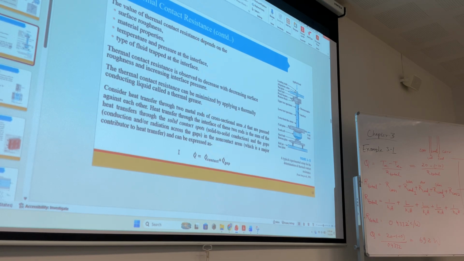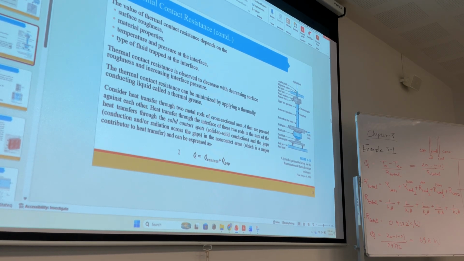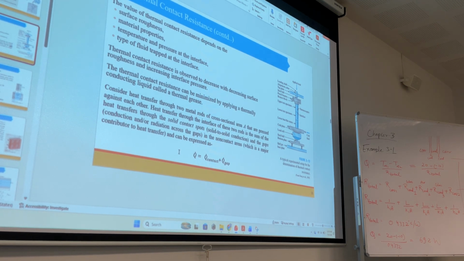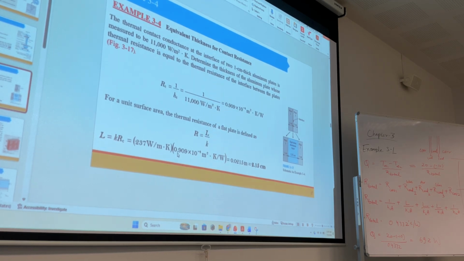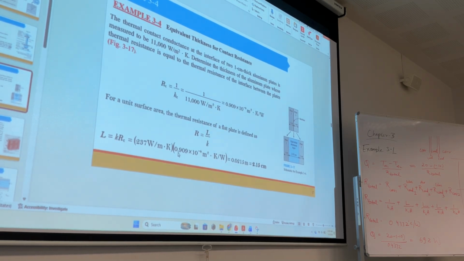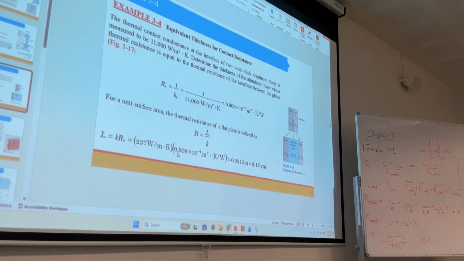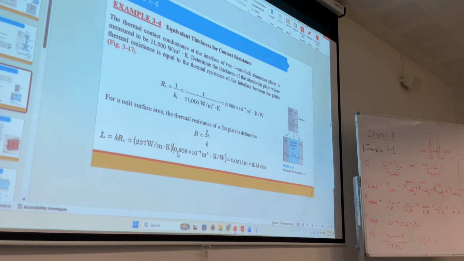Okay, so this is the ideal case, right? And you can also measure thermal contact resistance by some experiments, which is given here. You can read through it on your own.